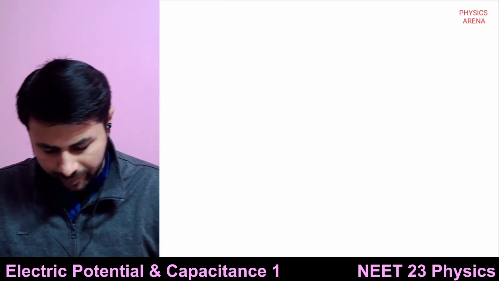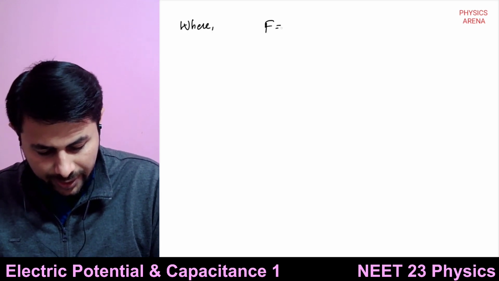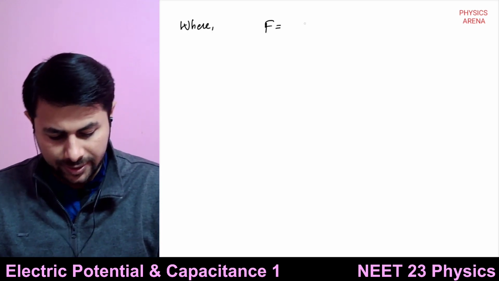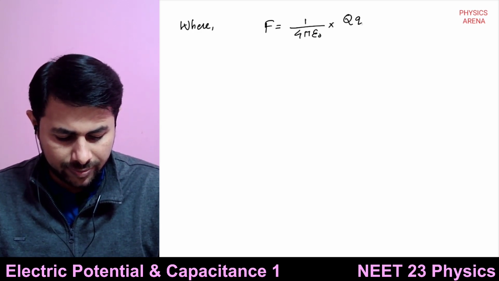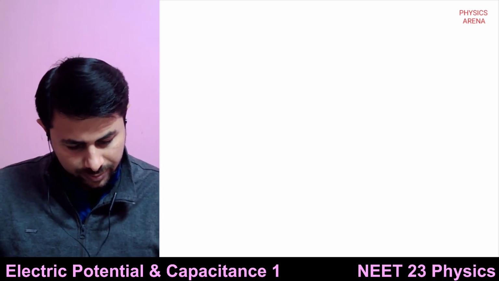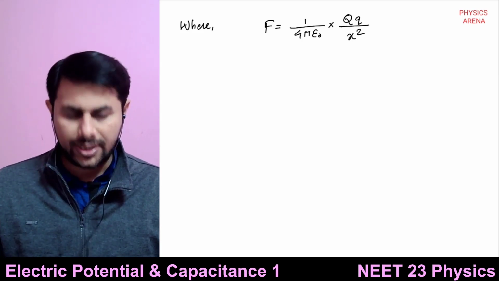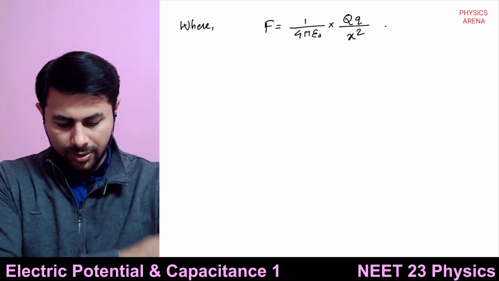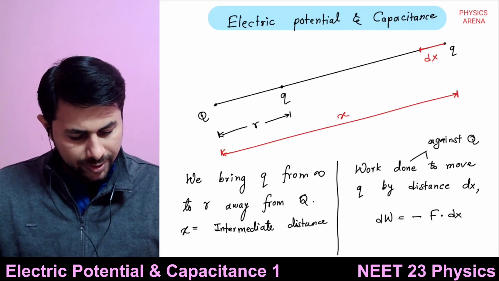So what is F? F is the electrostatic force between two charges, that is 1 upon 4 pi epsilon naught multiplied by Q times q divided by x square, because they are at distance x away from each other. Okay, now let's substitute that.